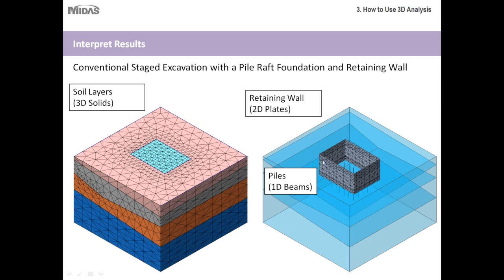But then later on, as you can see, the retaining wall was done with 2D planar elements, and then the piles themselves were done with 1D elements. So as you can see, each element type has its own use, but it's usually best or most efficient when you have a larger scale project to use a combination of all three.